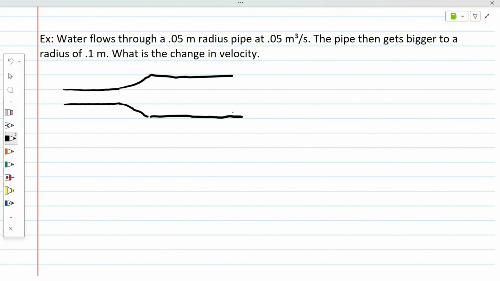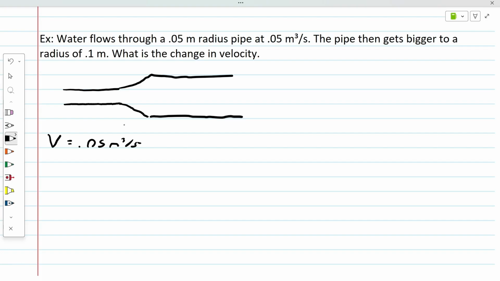So we know that the volumetric flow rate is going to be 0.05 meters cubed per second. And so when you're pumping water through this pipe, just because it gets bigger doesn't mean that the same amount of volume isn't going to be going through at any time. Okay, so we have this constant volumetric flow rate.